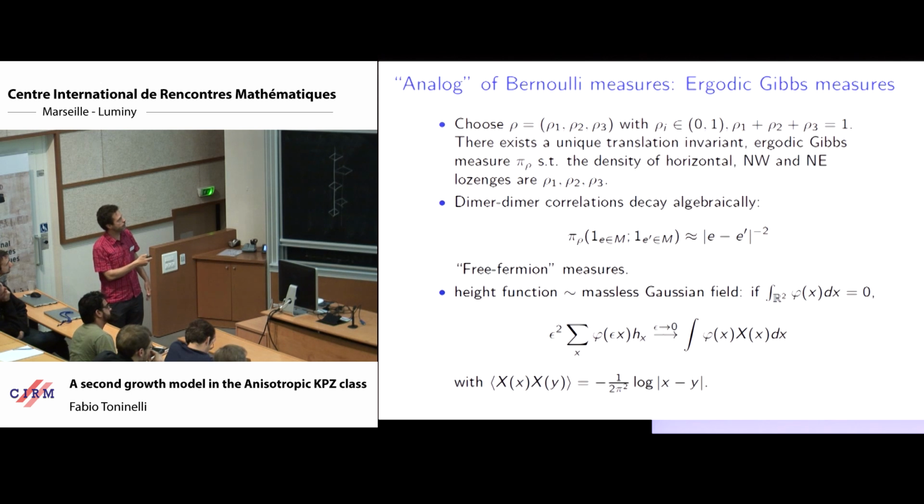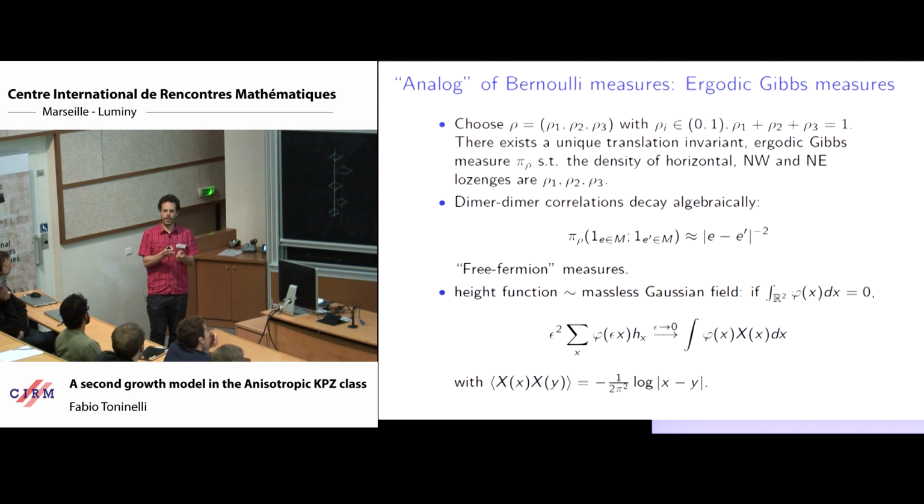And in this sense, this is really the analog of the Bernoulli measures. For Bernoulli, you can obtain them by taking a circle, fixing the number of particles, and then taking uniform measure. These measures can be obtained by taking a torus, taking uniform lozenge tilings of the torus with fixed proportion of the 3 types of lozenges, and letting the torus go to infinity. So they are really the analog of Bernoulli measures, except that their correlations and height function fluctuations are really different from Bernoulli.